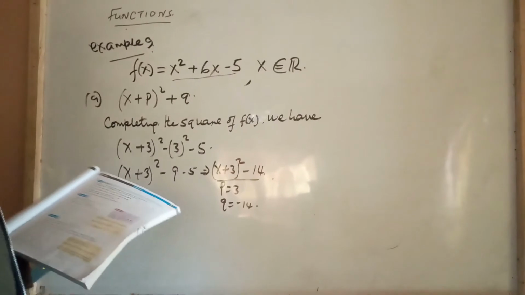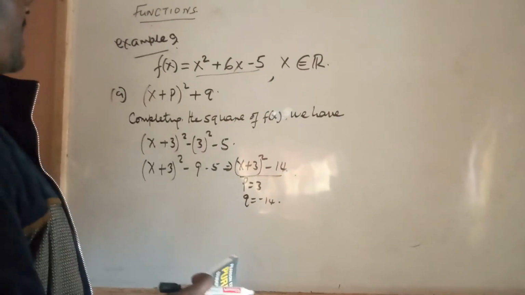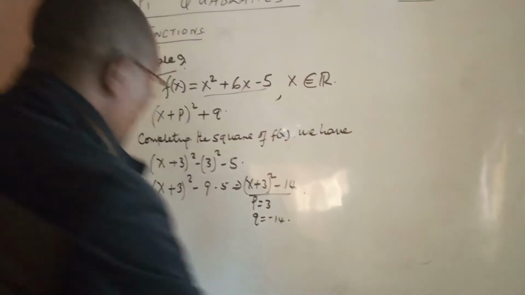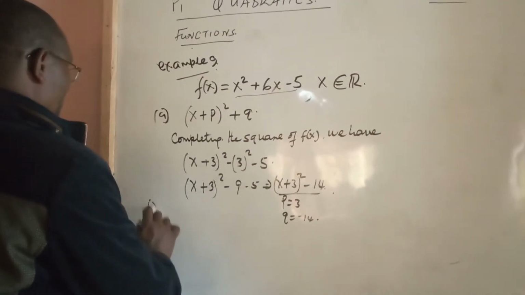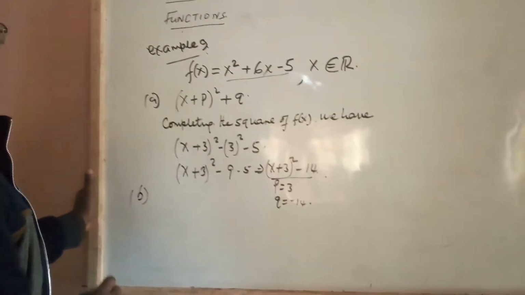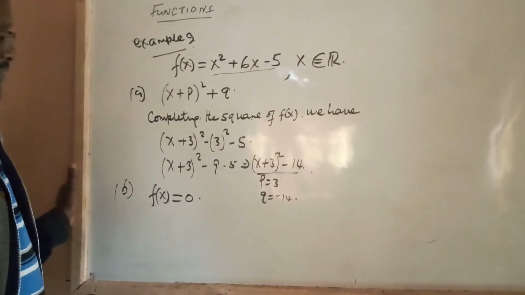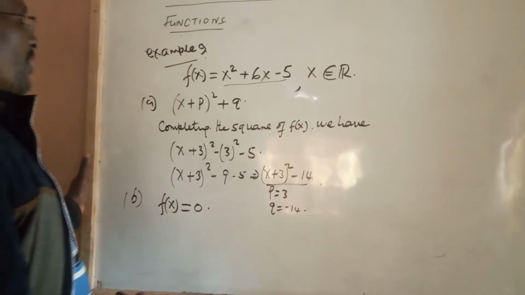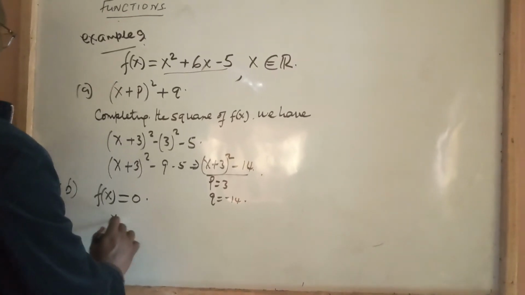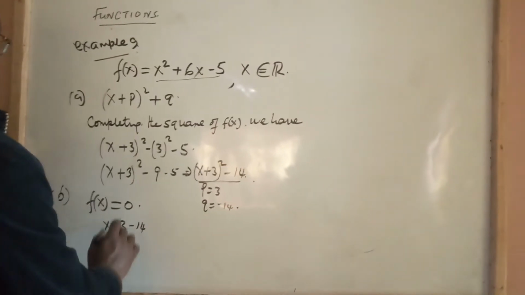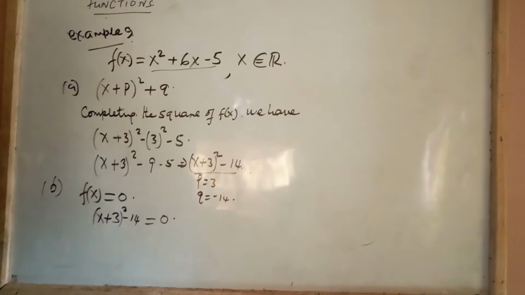Part B says, hence or otherwise, find the roots of f(x), leaving your answer in surd form. We have been told in the previous example that the root of a function is the value of x when f(x) is equal to 0. So it goes without saying that f(x) can be written as (x plus 3) squared minus 14. Of course, this one is squared. This is the one that is supposed to be equal to 0.